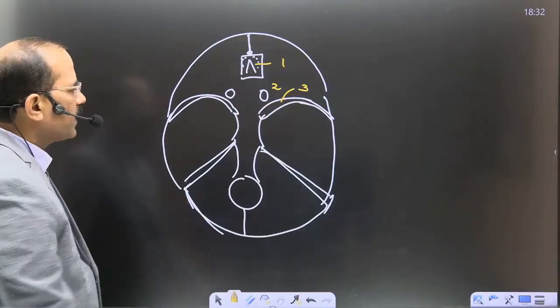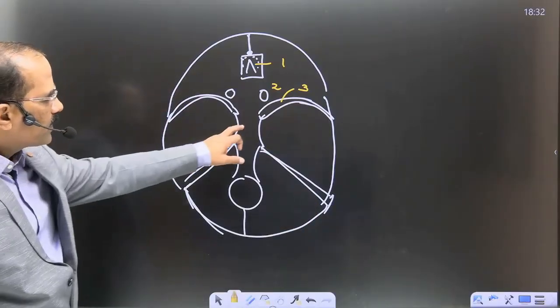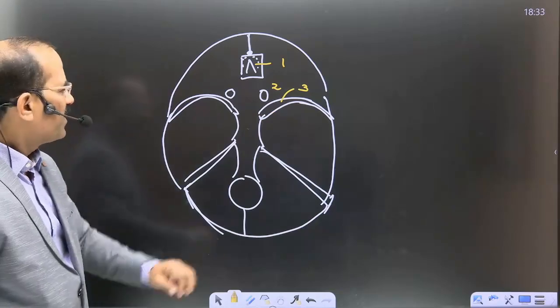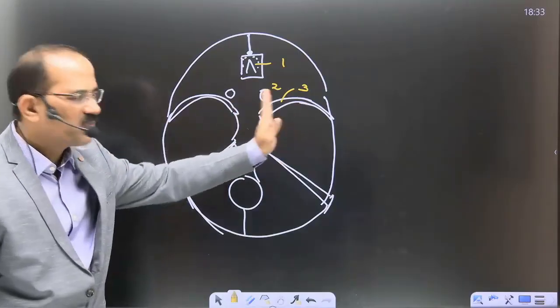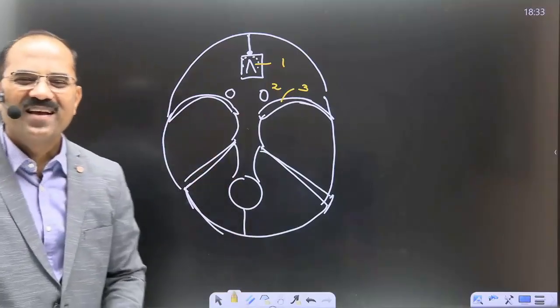Clear? That's the lesser wing of sphenoid. That's the petrous part of the temporal bone. That's the pituitary fossa, the sella turcica, where the pituitary gland lies. What is this, students? That's the greater wing of sphenoid, right? We're looking from inside the skull.